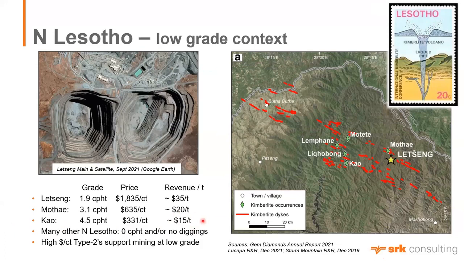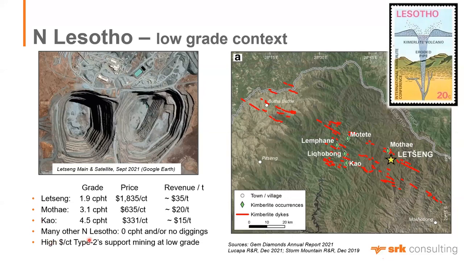So that's the break-even point, or very close to the break-even point, for Kao and for operating a mine in the northern Lesotho context. And I don't see any reason why that couldn't be the break-even point for a mine in Angola, like what Lucapa and their partners are exploring at Lulo. However, there's some other things that you have to bear in mind.